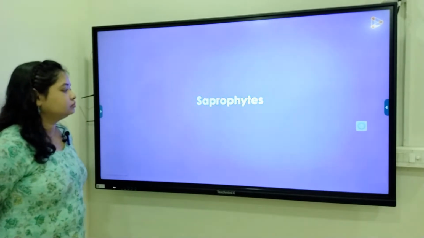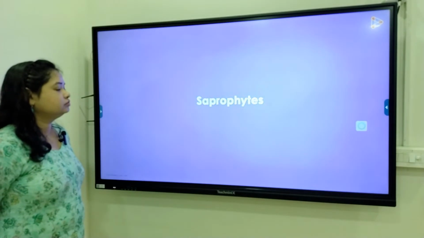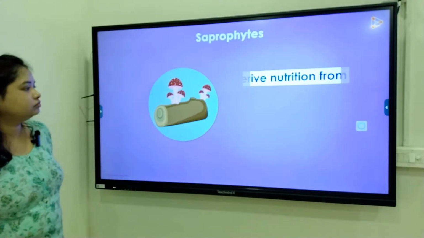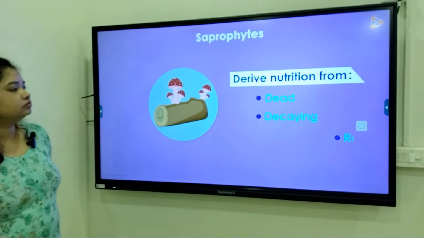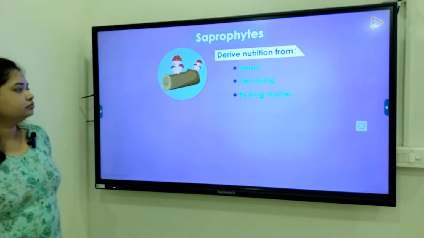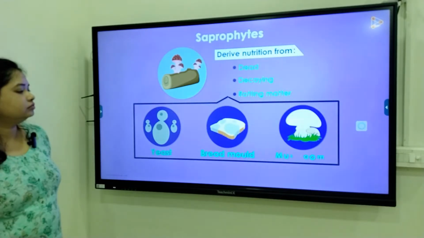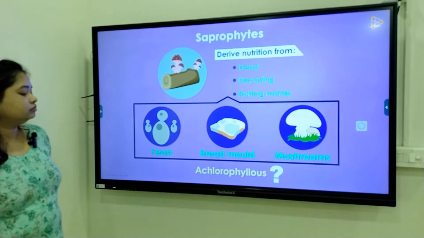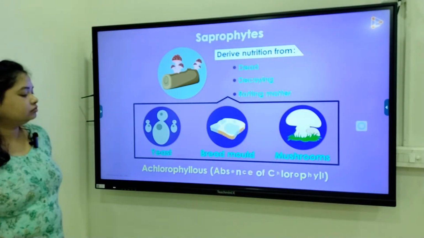Of course not. These are non-green organisms, for example, fungi, and they derive nutrition from the dead, decaying, and rotting matter. That is why they are named saprophytes. So almost all fungi, including yeast, moldy bread, and mushrooms, are included in this category. These organisms, in their true sense, are achlorophyllous. Wait a second, what do we mean by this? Well, it literally means organisms that do not possess chlorophyll pigment in them.